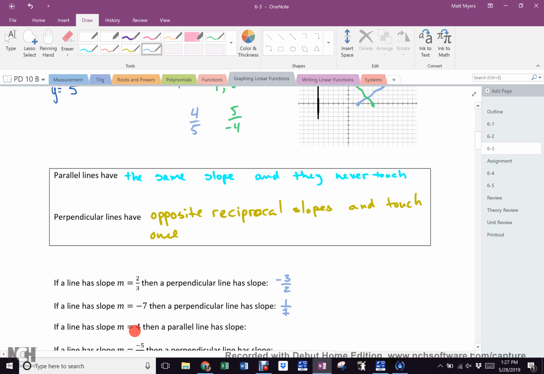4, what's its parallel slope? Parallel lines have the same slope. Slope is 4. Parallel line, 4. Could I also write 12/3? Could I also write 96/24? Yes. If I could divide in my head, I bet I could. 20/5, right? As long as my rise over run equals 4, I'm good.